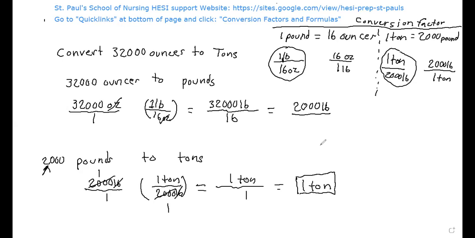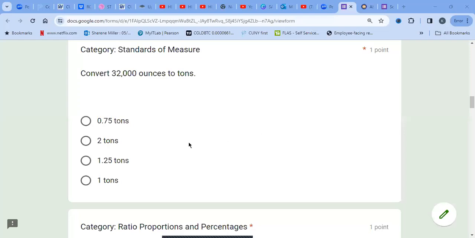Right. And if we go back to our form, yep, let me switch back over there. Stop sharing. And remember, our answer is 1 ton. And that should be in our answer list. We go back to that, and there it goes. 1 ton. We will select this one.